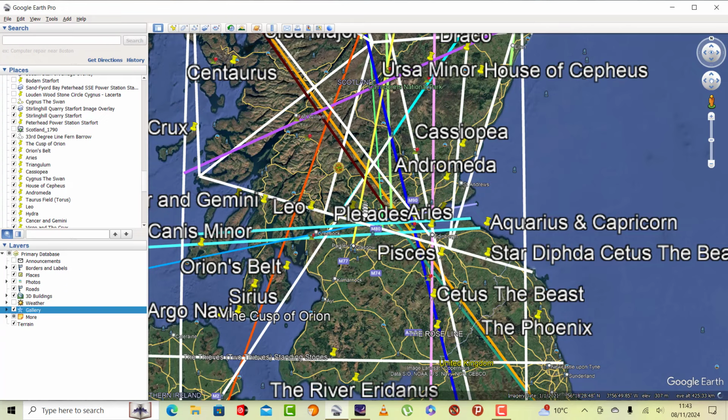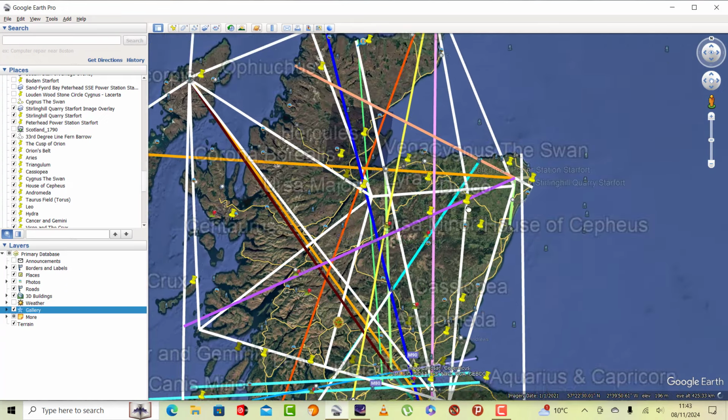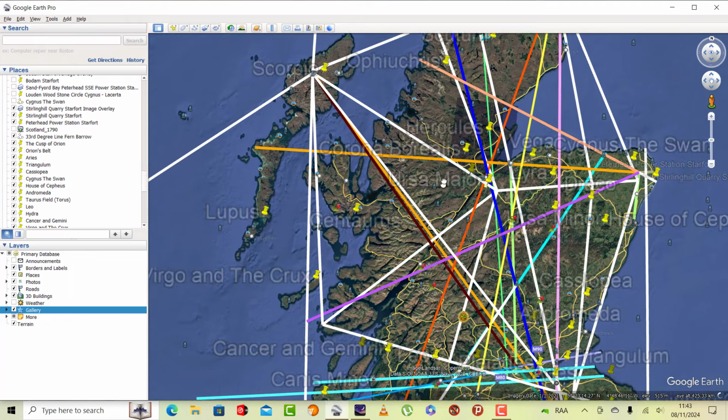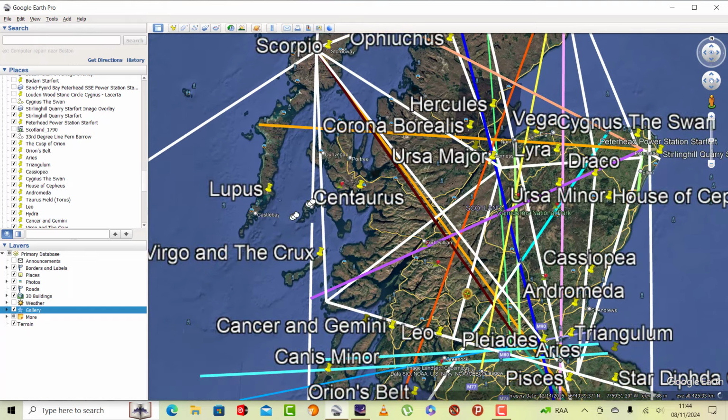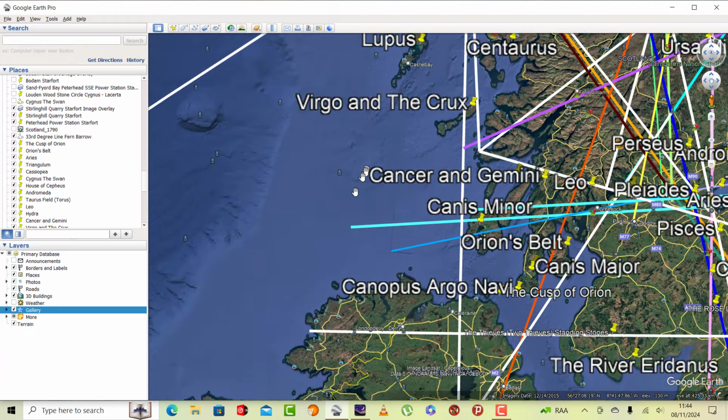So what we're going to do now is, you can see here the House of Cepheus. Everybody should be familiar with that. Draco, Cygnus the Swan is the Peterhead's Fraserburgh area. Hercules, as I just looked at a moment ago, is the Inverness area, and Corona Borealis, Lupus the Wolf, and Virgo and the Crux.